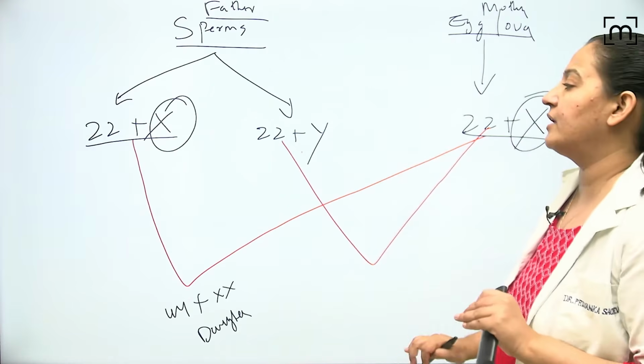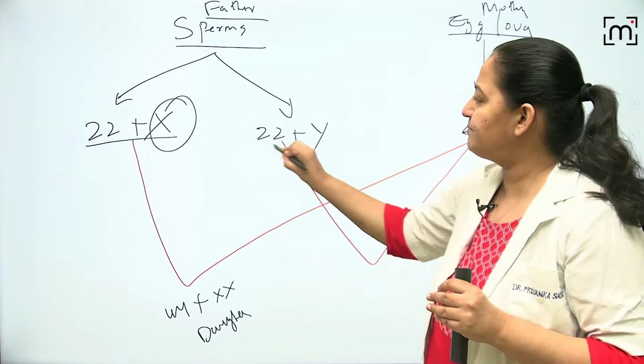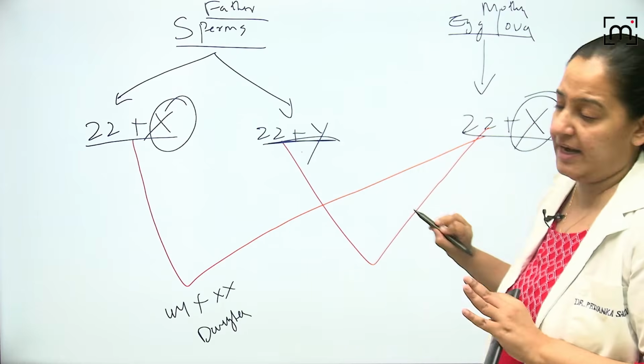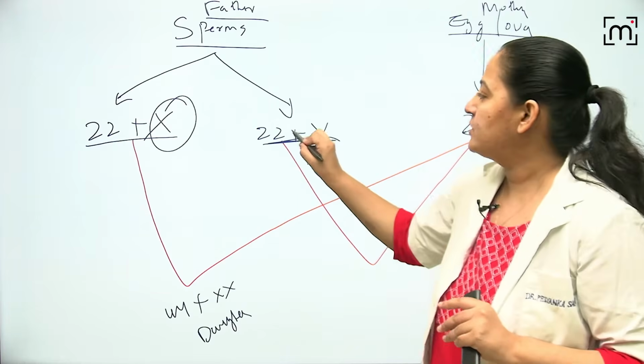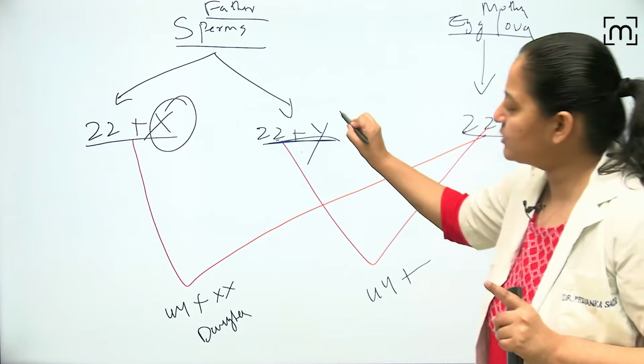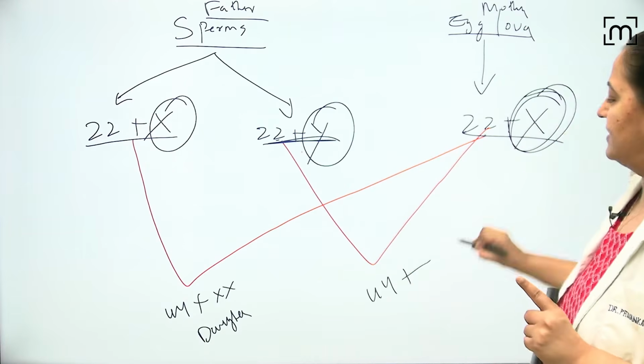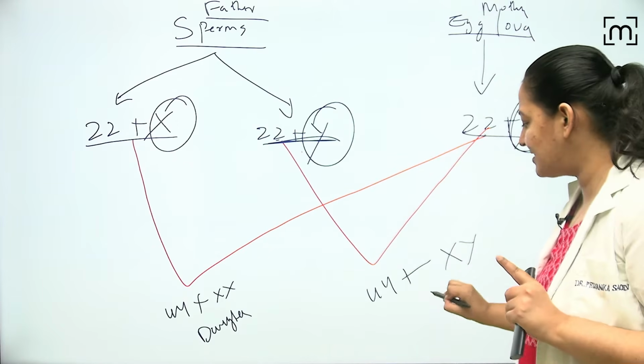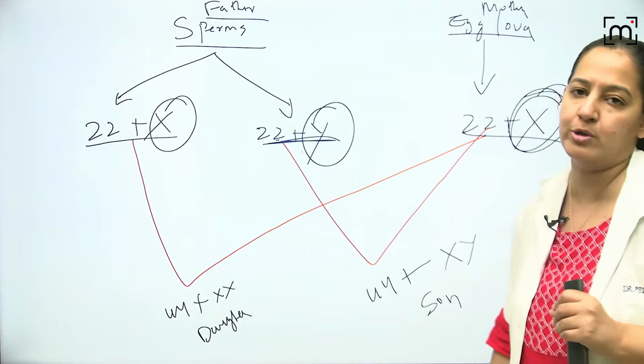Now see the other possibility. If this sperm fuses with the ova, if this sperm fuses with the egg, so 22 plus 22, it will be 44. Okay, got it. But it is Y and it is X. So it is XY. So a son, that is the male, is born to this couple.